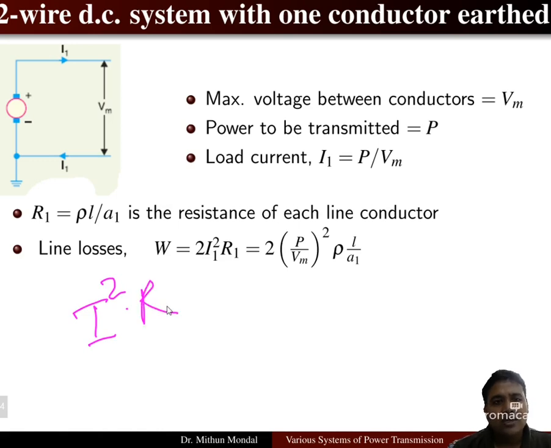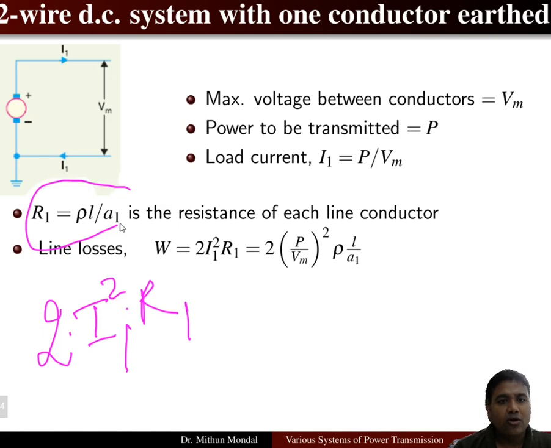The line losses, we know, are I square into R. Now how many conductors do we have? We have two conductors, so multiplied by 2, 2 I square R. Now we have taken the first case, so it is I1 square R1. Correct? You substitute the value of R1 in this equation, so you will get 2 multiplied by P by Vm square into rho L by A1.